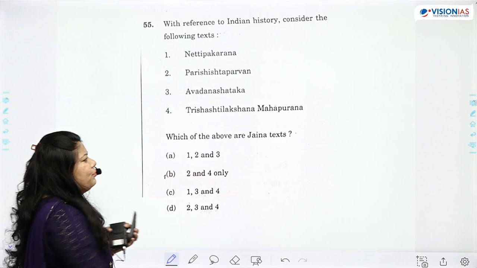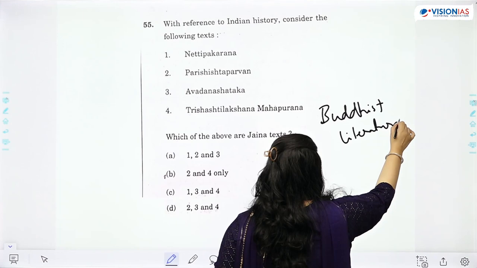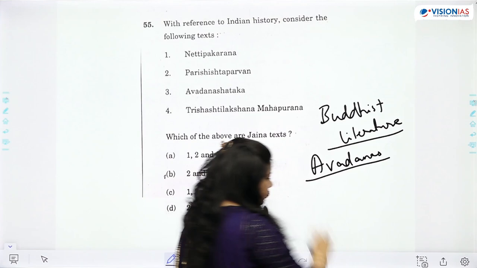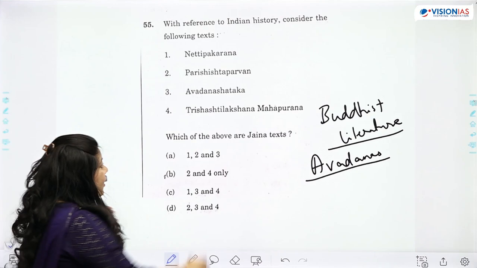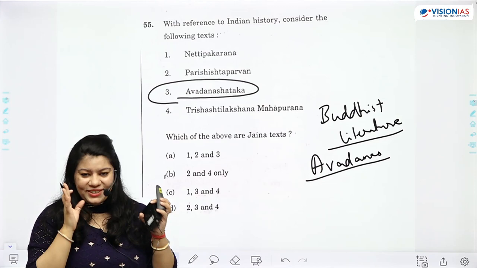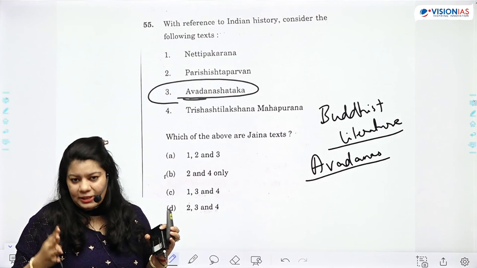But when you do Buddhist literature, one kind of literature or text you have heard about are the Avadanas, right? If someone has prepared something on Buddhism, they know that there is a Buddhist literature or text called Avadanas. If you are calm and composed in the paper, and you find this Avadana Shataka in the question, a more logical person will then see the options given.